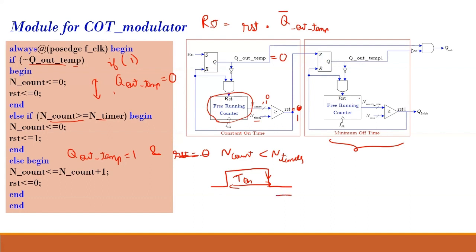Then I have to start this count. That means I will give set over here, and set in the sense is I am starting this count. Then it will count, and then it will hold a value for T of minimum, which is determined by this n minimum. And further it will go out, the logic comes.